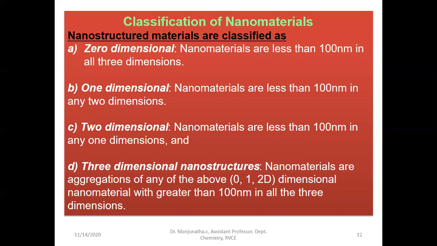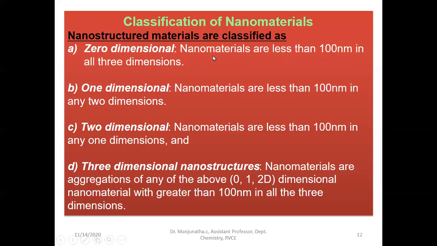Next, let us look at the classification of nanomaterials. How are these nanomaterials classified? Nanomaterials are classified based on the dimension in which they have grown beyond 100 nanometer. Based on that, nanomaterials are classified as 0-dimensional, 1-dimensional, 2-dimensional, and 3-dimensional nanostructures. 0-dimensional means if the material size is less than 100 nanometer, meaning 1 to 100 nanometer in all the 3 dimensions, x-axis, y-axis, and z-axis, we call them 0-dimensional materials. It means the size of that material has not crossed 100 nanometer in any of the dimensions. So we call them 0-dimensional.